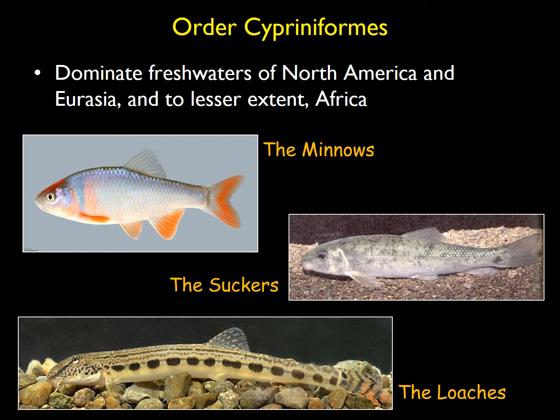All right, so the order Cypriniformes, these dominate freshwaters really around the world, with the exception of Australia and South America, and Africa as well. So there's a lot of diversity here. The minnows are in this order, the suckers as well, and then loaches, which are native to Asia and Africa, and you might have seen them in aquarium, like pet stores, for instance.